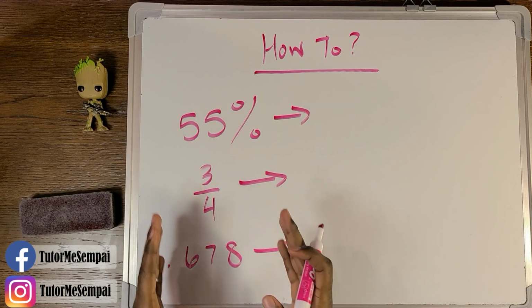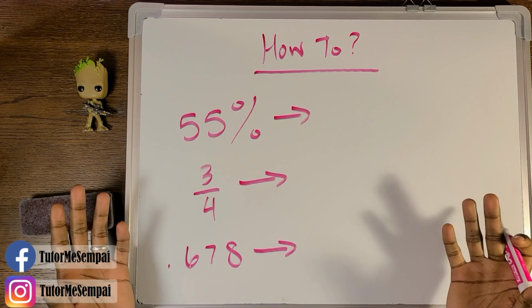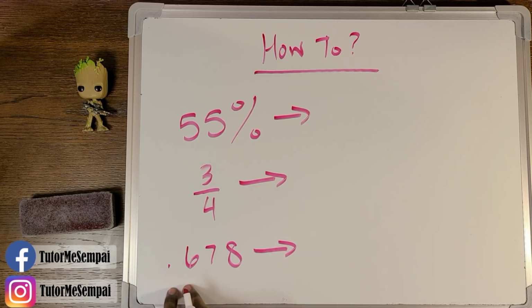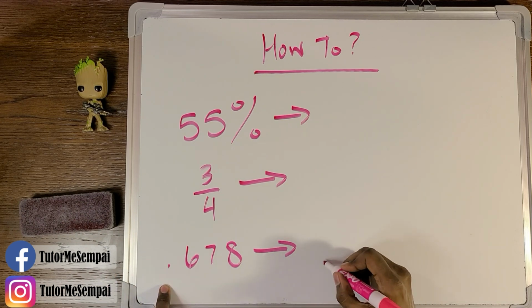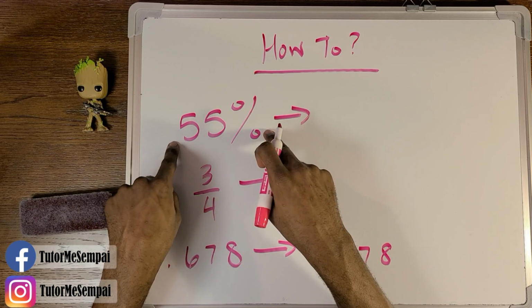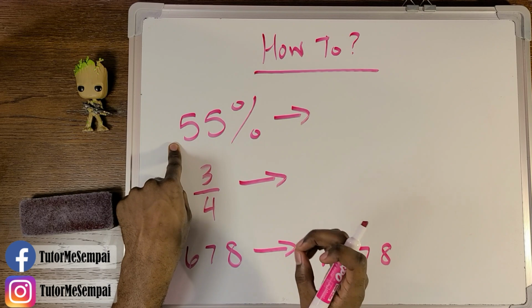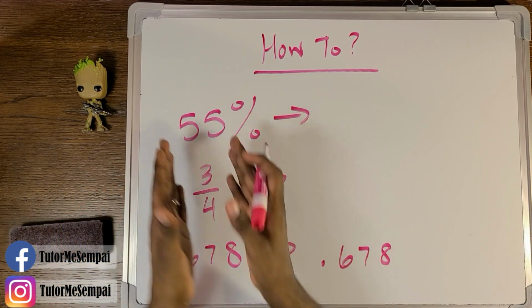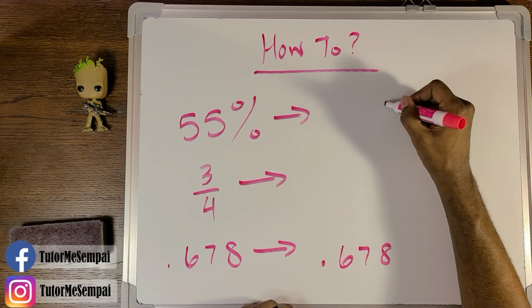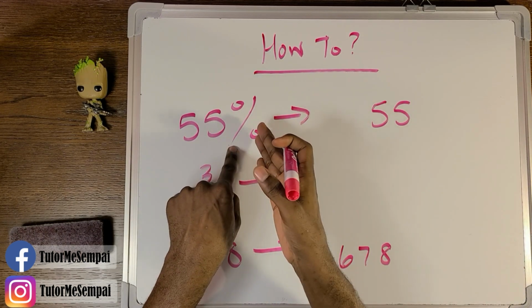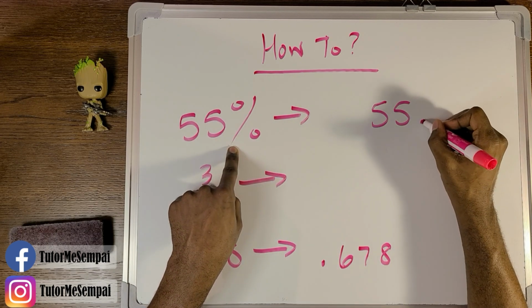So let's convert all of these into their decimal forms. And let's start with the easiest one, the one that's already in decimal form. So we know that 0.678 is going to go to 0.678. So how about this percentage? Do you remember how to convert a percent into a decimal? Well, in order to convert a percentage into a decimal, the first thing you do is rewrite your number. And wherever your percentage was, you put your decimal.